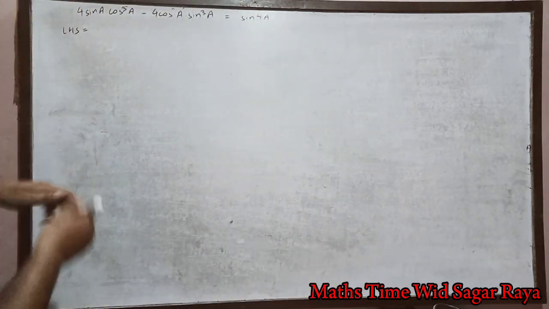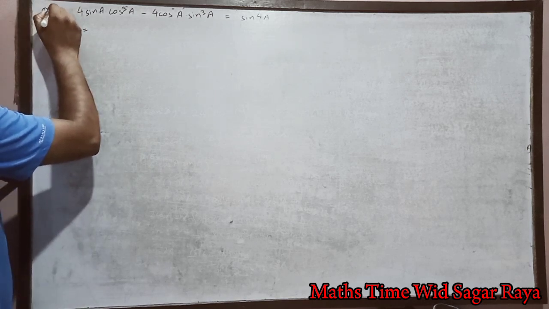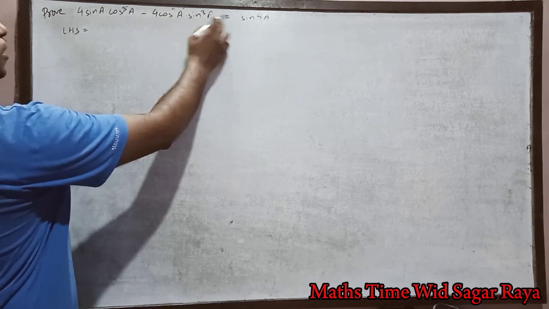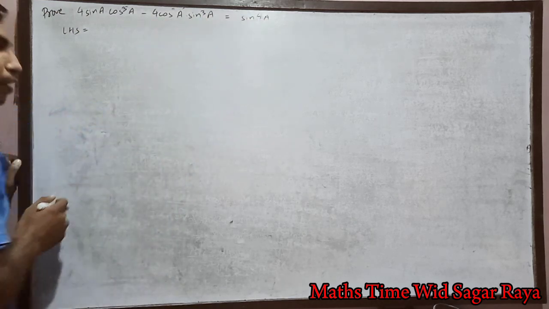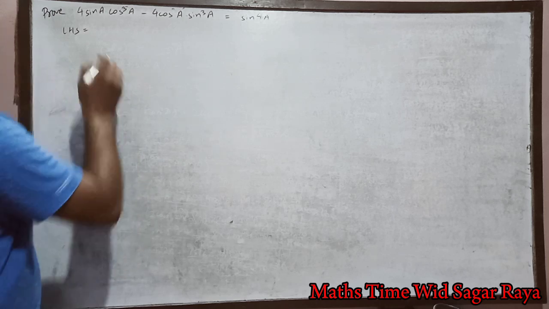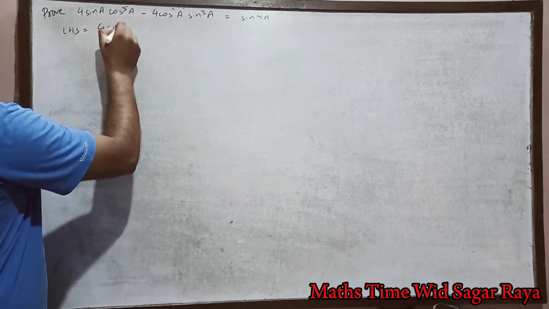So our question is, prove 4 sin a cos cube a minus 4 cos a sin cube a equals sin 4a. So this question looks very difficult, but the solution is quite easy. So let's take first of all the LHS.